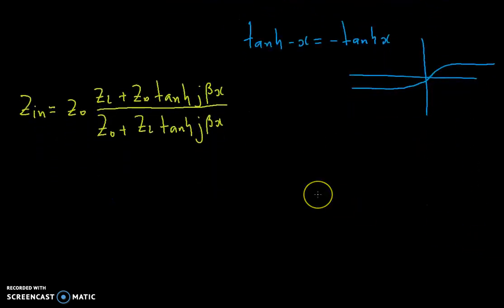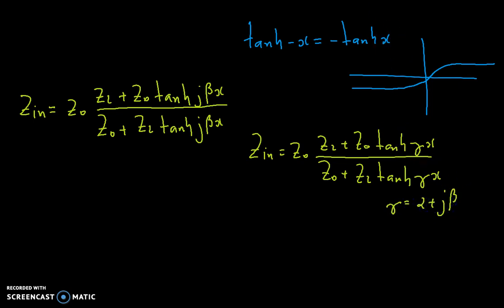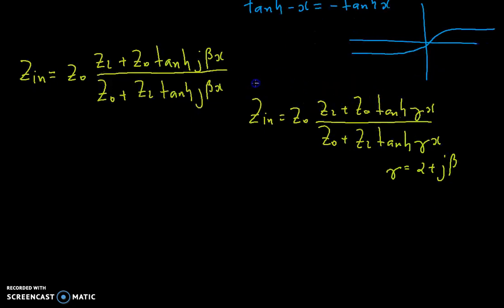One thing to notice here is, remember that we set alpha equal to 0 for a lossless line. However, if alpha was not equal to 0, then this j beta here would just be equal to gamma. I mean, we would have to substitute the j beta for gamma. So the actual complete formula is Zin equals z naught times zl plus z naught times tanh of gamma x divided by z naught plus zl times tanh of gamma x, where gamma again is equal to alpha plus j times beta. So this is the actual formula.